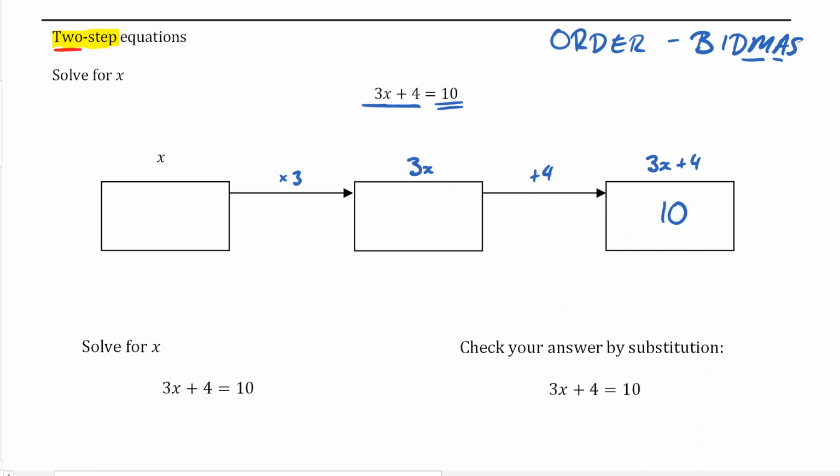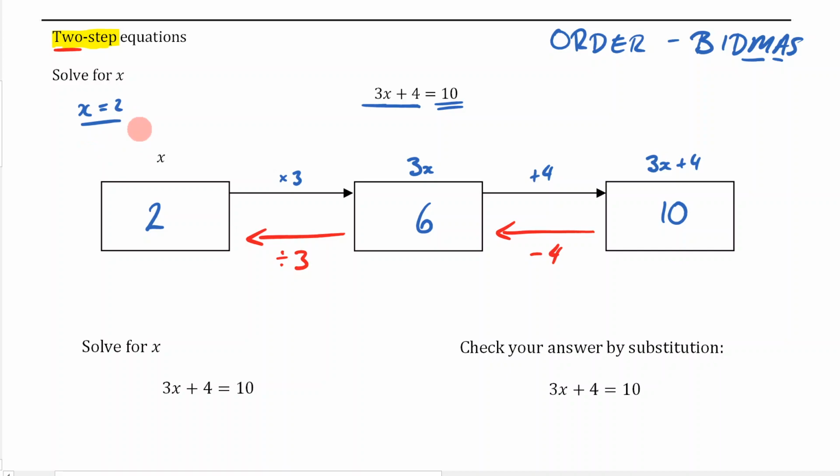Now, if I want to figure out what x is, I'm going to go backwards. I'm going to go backwards like this. So I'm going to do the opposite operation. So instead of plussing by 4, I'm going to minus 4. I'm doing the opposite operation. 10 minus 4 is 6. And then, instead of timesing by 3 to go back again, I'm going to do the opposite of timesing by 3, which is dividing by 3. 6 divided by 3 is going to be 2. So that means solve for x, well, x is going to be equal to 2.